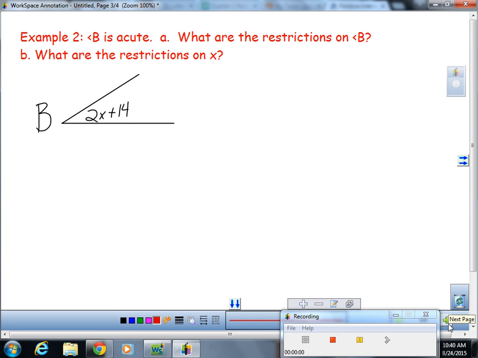Okay, a second type of problem. Angle B is acute. Part A, what are the restrictions on angle B? So you could say that angle B must be bigger than 0. It cannot be equal to 0. And it also has to be less than 90 degrees. It cannot be equal to 90 degrees, or else at that point it would turn into a right angle. So that is the answer to part A.